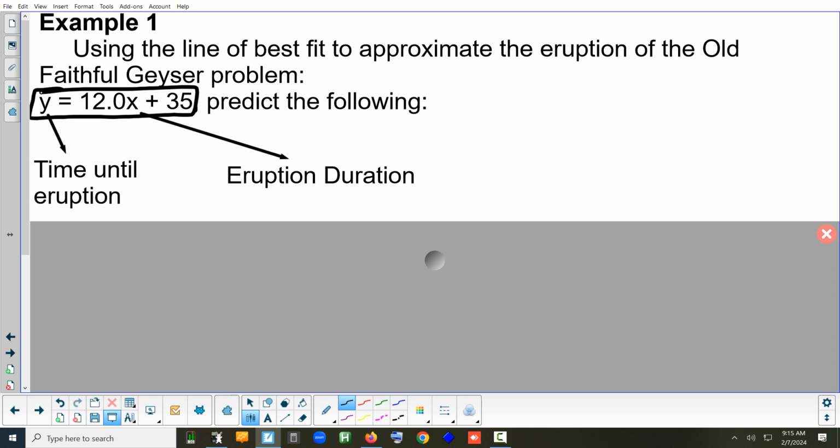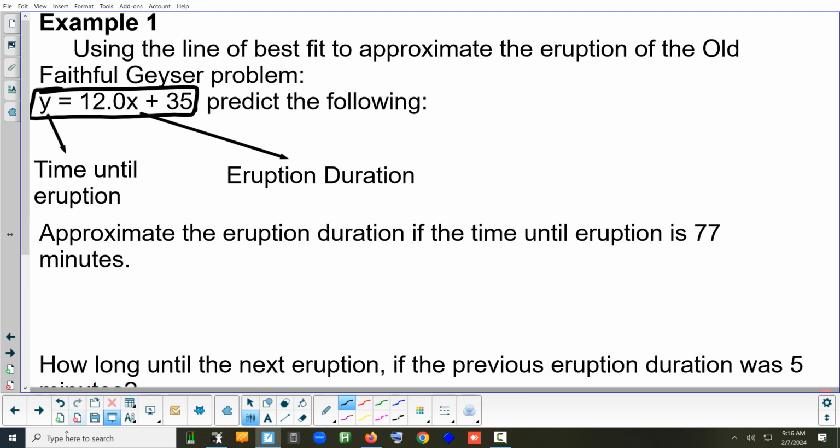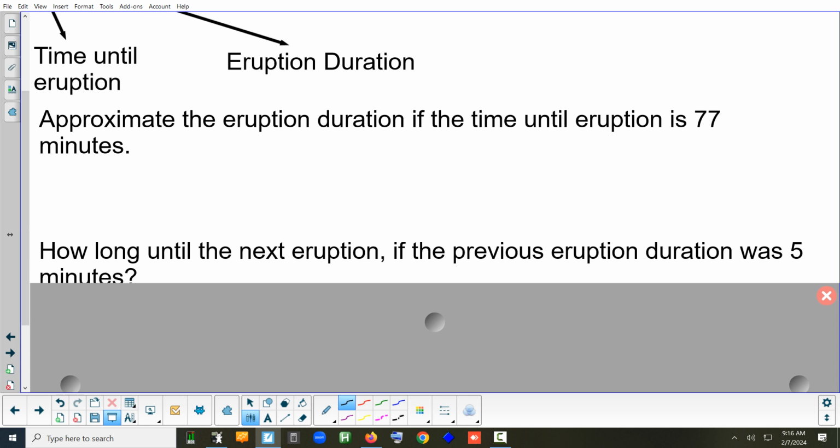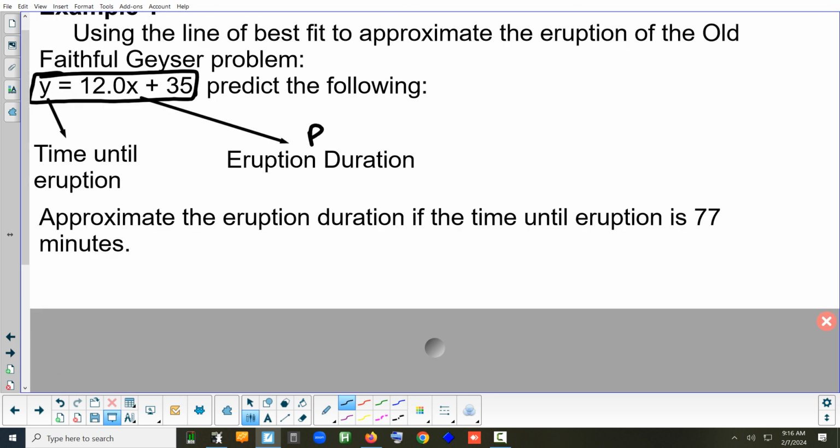But this is a formula that's supposed to predict about when it will go off. The formula has 2 letters, y and x. Y is how much time until the next time it goes off, and x is, I think that's the previous eruption duration, yeah. So that's the previous eruption duration.